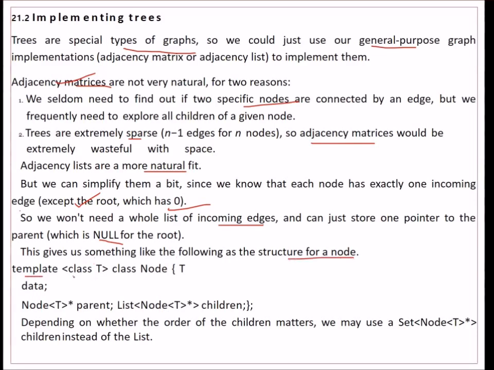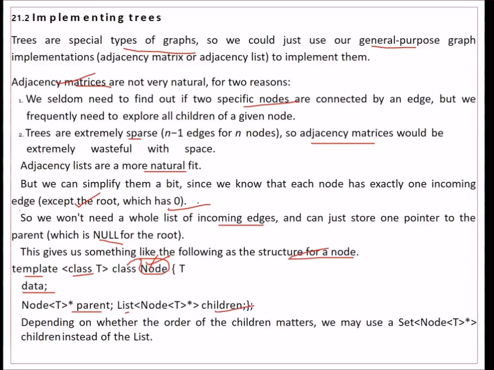Let us have a template, call it class T, class node. This will be one node. So we are talking about the structure of a node. This node will contain data. Then we'll have a node type parent, and we'll have a list of node type, this node type structure with children.